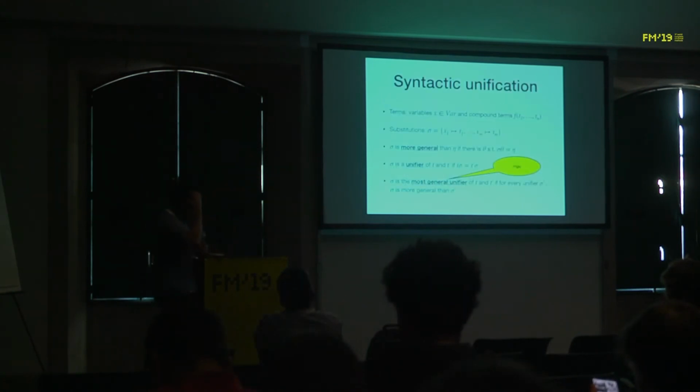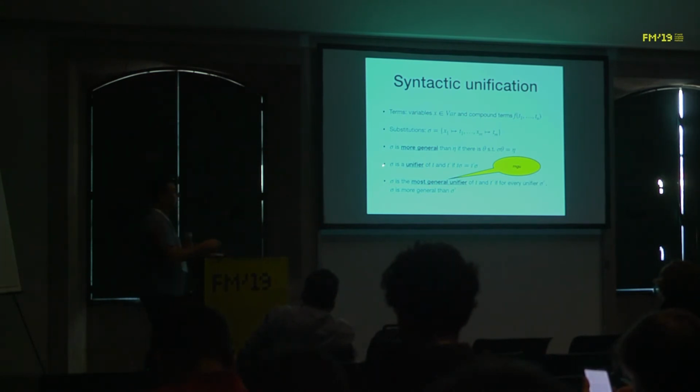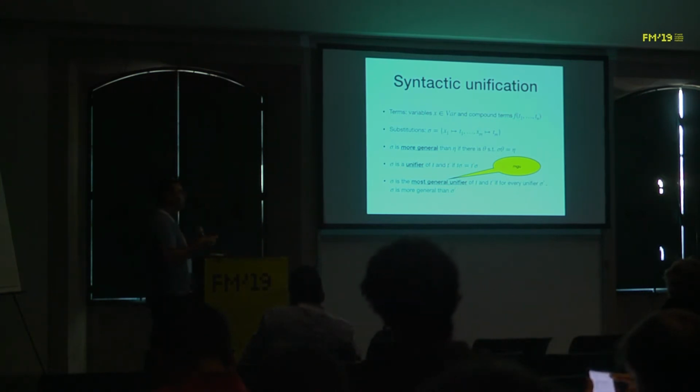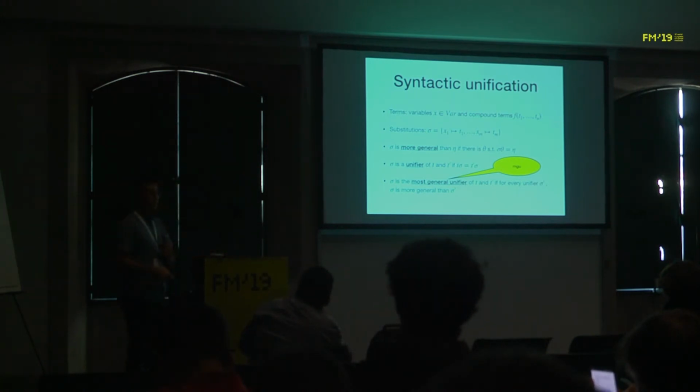All right, so I'll go back and tell you a few things about syntactic unification. Probably some of you are familiar with it. So we know what terms are. We denote substitutions like this. So I have variables and terms. A substitution is more general than another one if this one is just a particular case of the other. And a substitution is said to be a unifier of T and T prime if, applied to them, it produces the same thing, right? So that's a unifier. And we say that a substitution is the most general unifier of two terms if it's a unifier and if it's the most general substitution with this property.